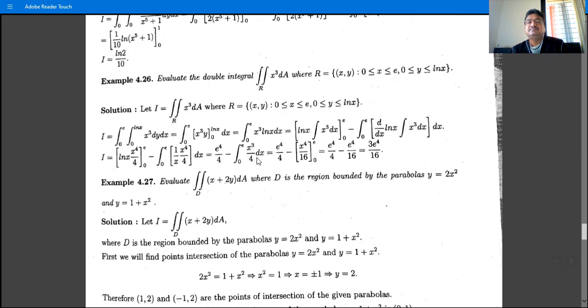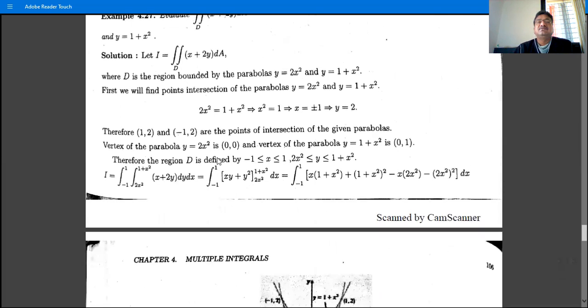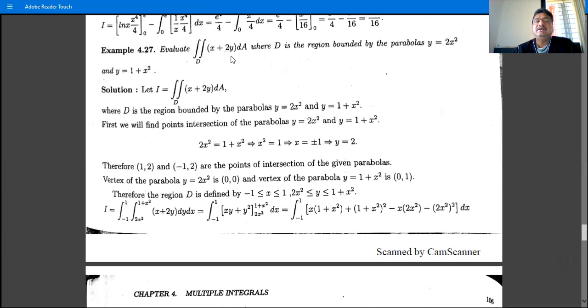And then again, x cube by 3 integration is x raised to 4 by 4, and we have this answer. So next problem, evaluate over D of this.